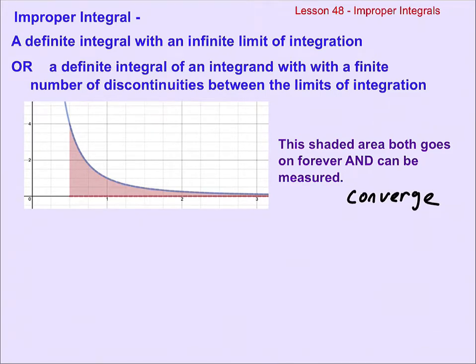Our next video is about the other kind of improper integral. We already talked about the first one, a definite integral with an infinite limit of integration. The other type of improper integral is a definite integral of an integrand with a finite number of discontinuities. So what we're talking about with these discontinuities generally are vertical asymptotes.